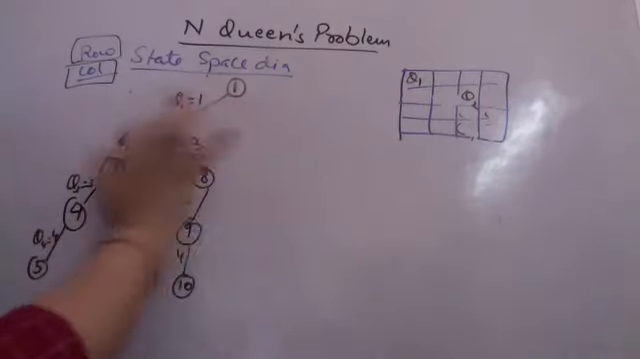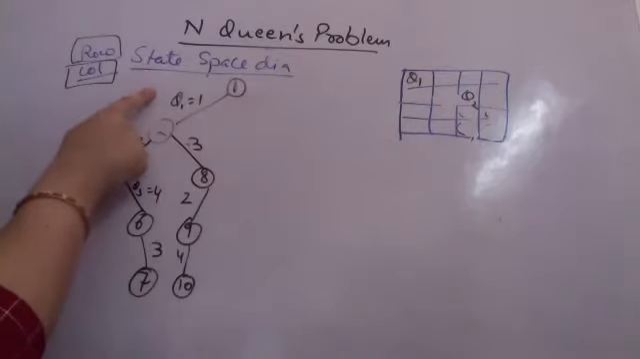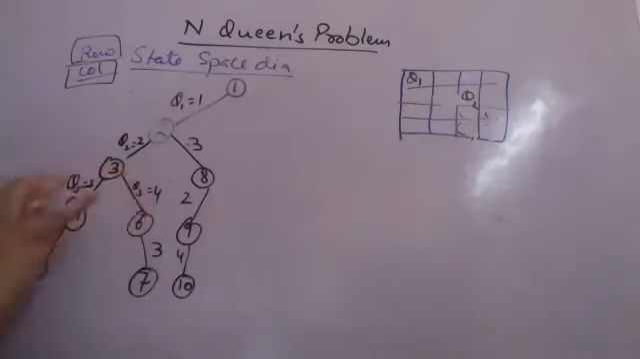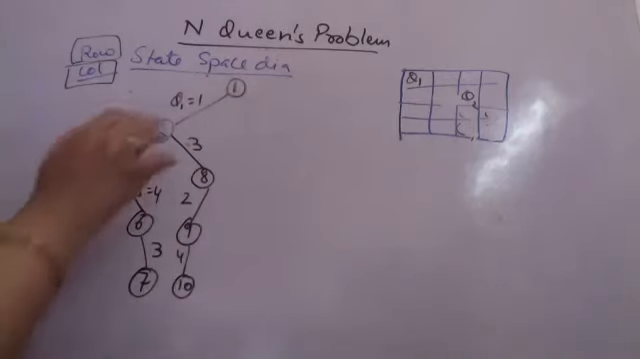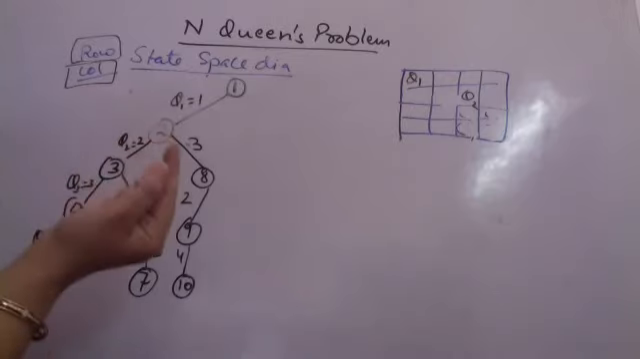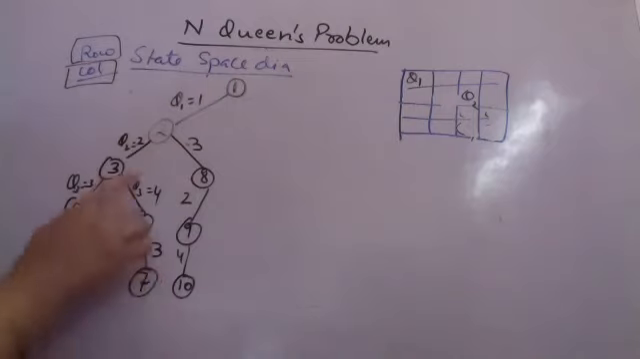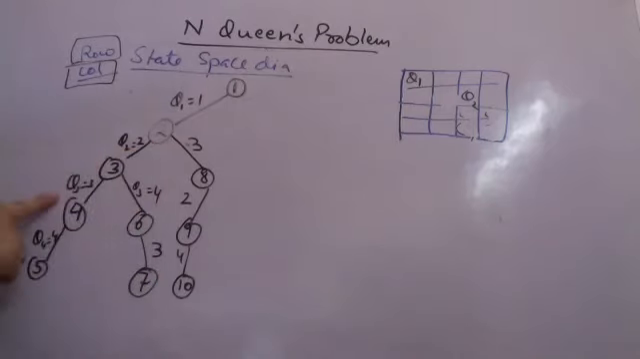I am again saying that on the first level I am representing the move of queen 1. On the second level are queen 2's moves, third level queen 3's, fourth queen 4's. This is how I am representing. When I am placing queen 1 in the first column, then the possibility is I place queen 2 in the second column, queen 3 in the third column, queen 4 in the fourth column. This is one possibility. Now there are no more possibilities left here.